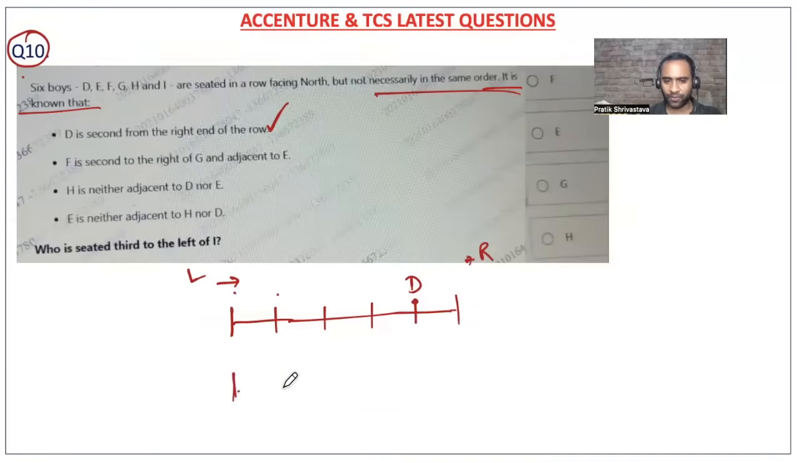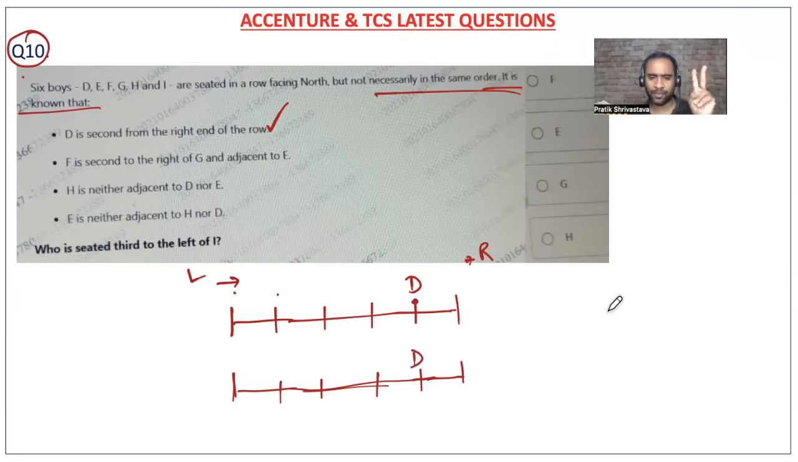Whenever you are solving this kind of problem, sitting arrangement and all, because sitting arrangement questions are asked more in the examination, at least try to make two diagrams. What will happen? Things will not be messed up. You will be easily able to solve the questions. Okay, fine. So now F is second to the right of G.